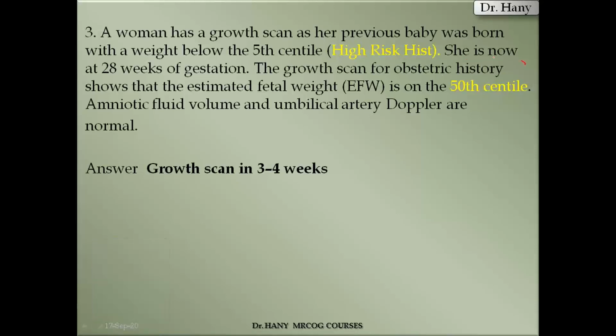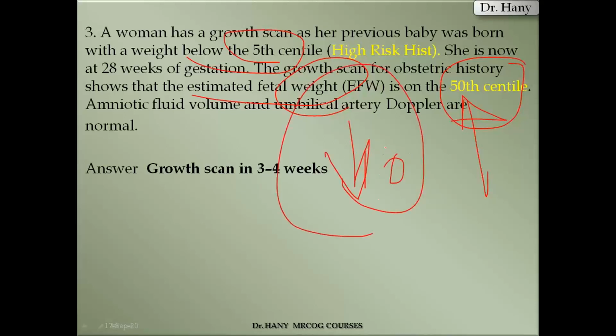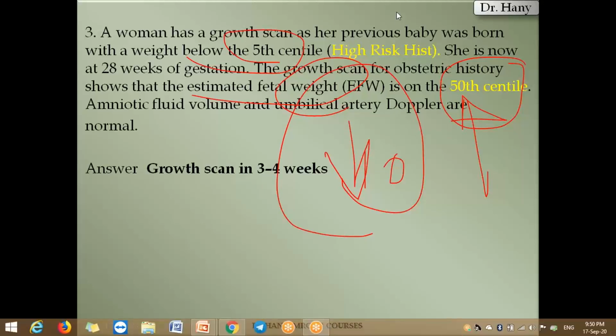So evidence-based answer: a high risk history, yes, because she has a history of a baby lower than the 5th centile. I did a growth scan. The estimated fetal body weight came on the 15th centile. So it should be less than the 10th centile to be with us today. It is not small for gestational age.